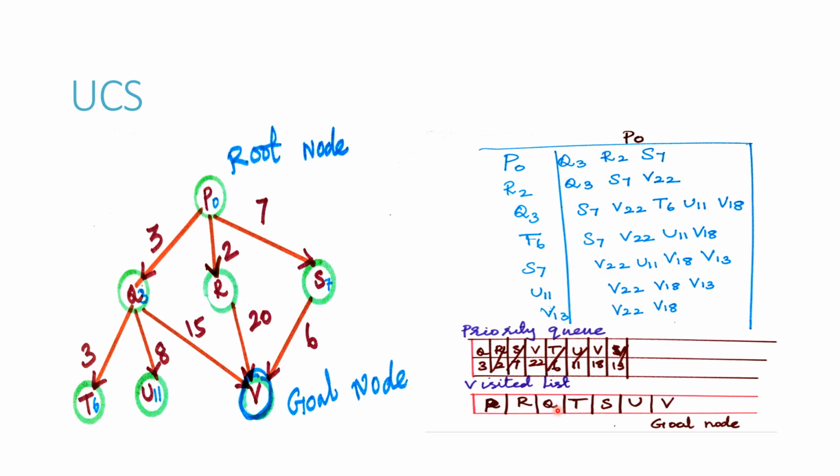So how many moves will there be? 1, 2, 3, 4, 5, 6, 7, including the goal node. So the total number of moves in the path we have taken here is 7. So this is the uniform cost search algorithm. Thank you.